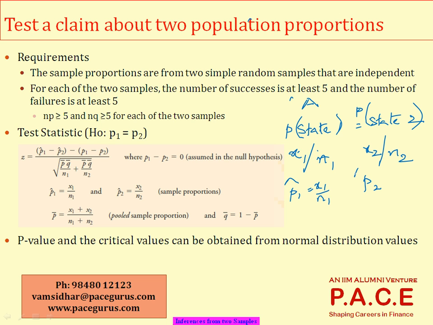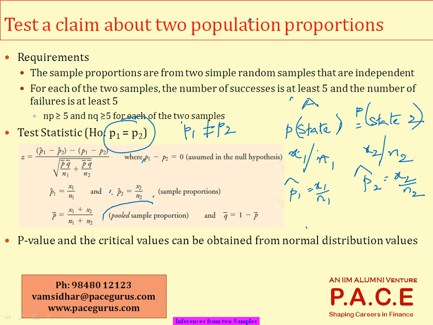Similarly, the second proportion obtained from a second sample is x2 by n2. Whereas our null hypothesis is P1 equal to P2, whatever the population proportions of both of them are. So the alternate will become P1 not equal to P2. Now, in that case, I also come up with what is called a pooled proportion.